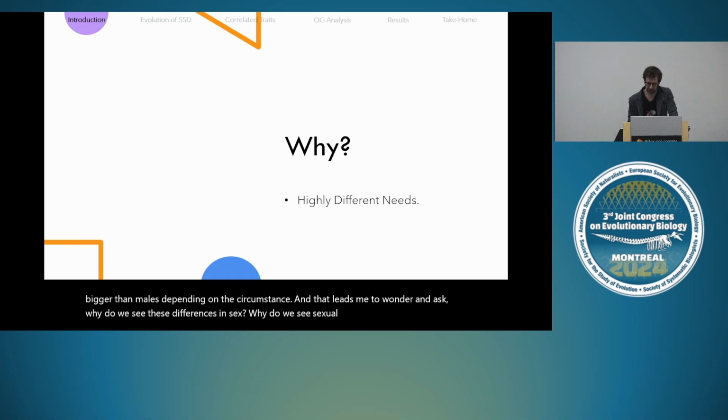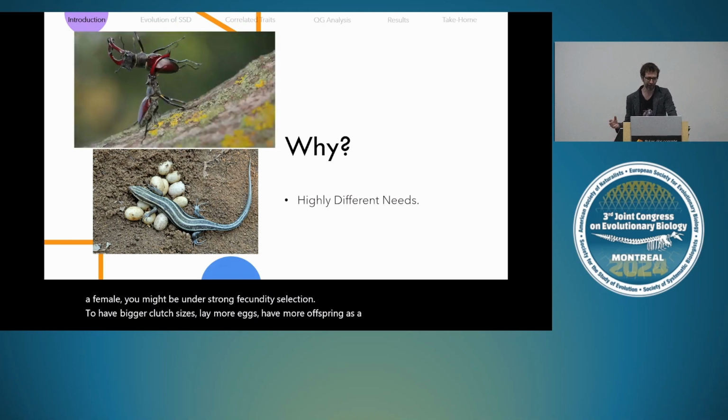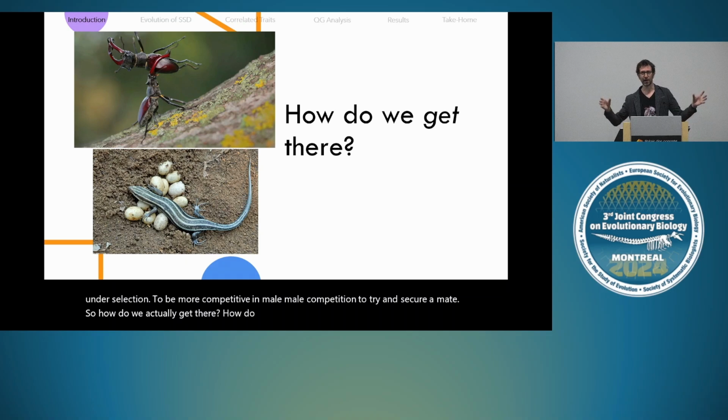And the answer is generally that we see the sexes responding to highly different needs. For example, if you're a female, you might be under strong fecundity selection to have bigger clutch sizes, lay more eggs, have more offspring. As a male, you might be under selection to be more competitive in male-male competition to try and secure a mate. So how do we actually get there? How do we get to this point where you've got this bimodal distribution of phenotypes specific to the sexes?